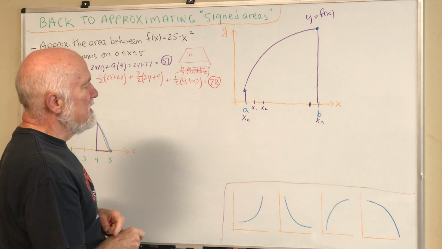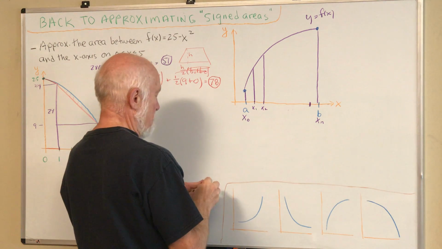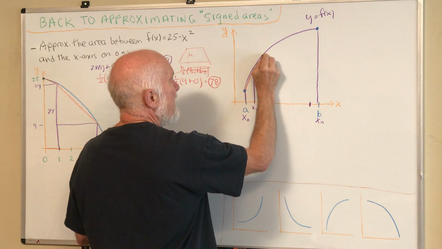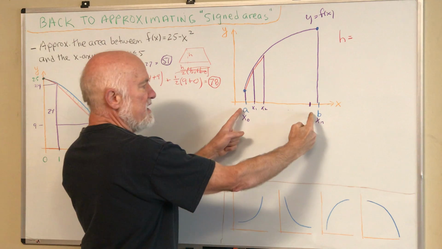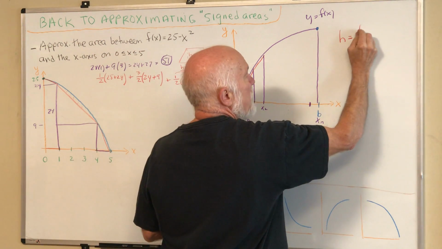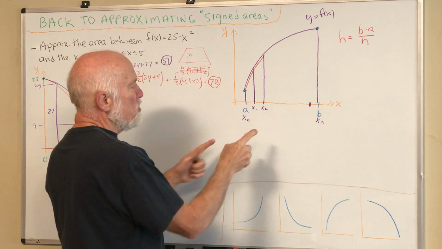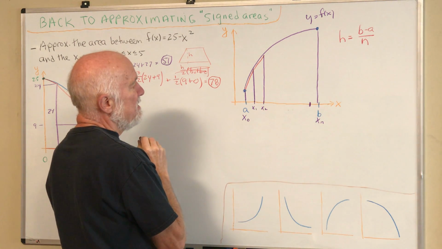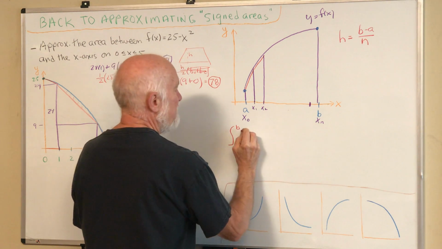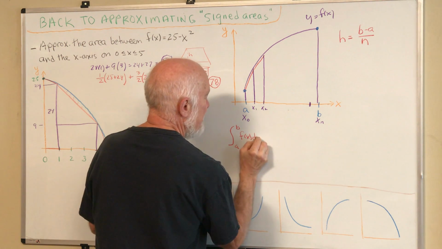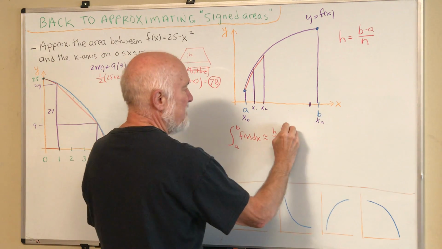So if that's true, when we do our trapezoids, the height from here to here is always going to be the same. What is the height going to be? It's going to be b minus a, the total width, divided by n. So we have a way of getting h, and then the total signed area, which by the way is the integral from a to b of f of x dx, is going to be approximately equal to h over 2. And then we know what the h is.